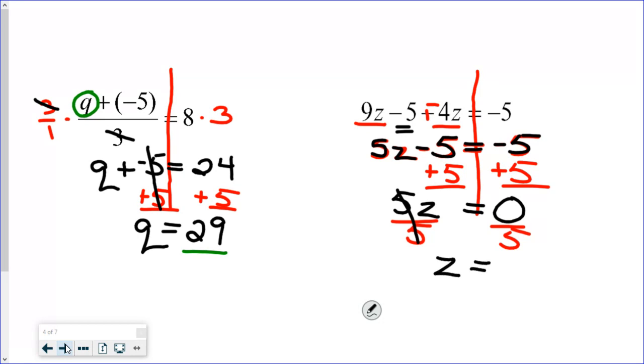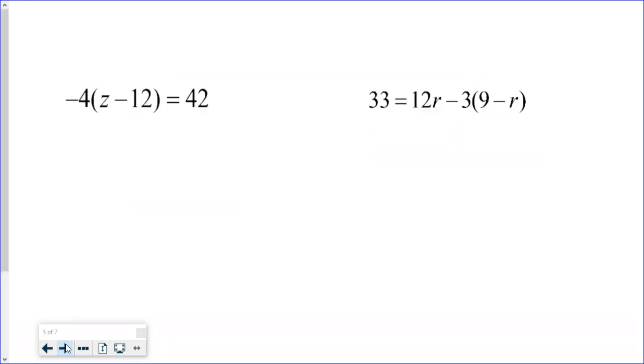Z equals, in your calculator, if you're not sure, do 0 divided by 5, and it's just 0. 0 is a number. You are all good to go. It's okay. 0 is a number.